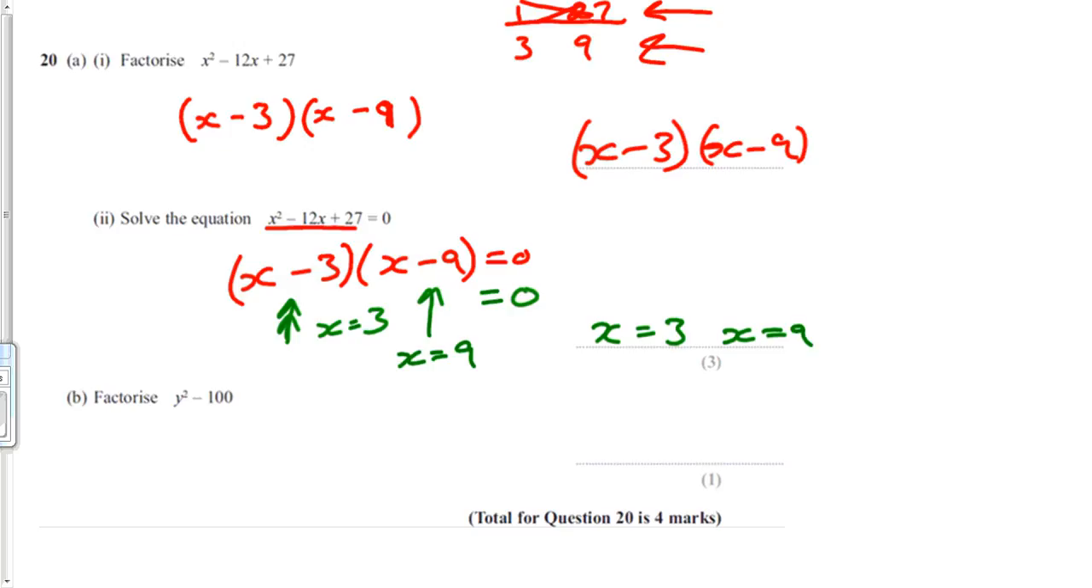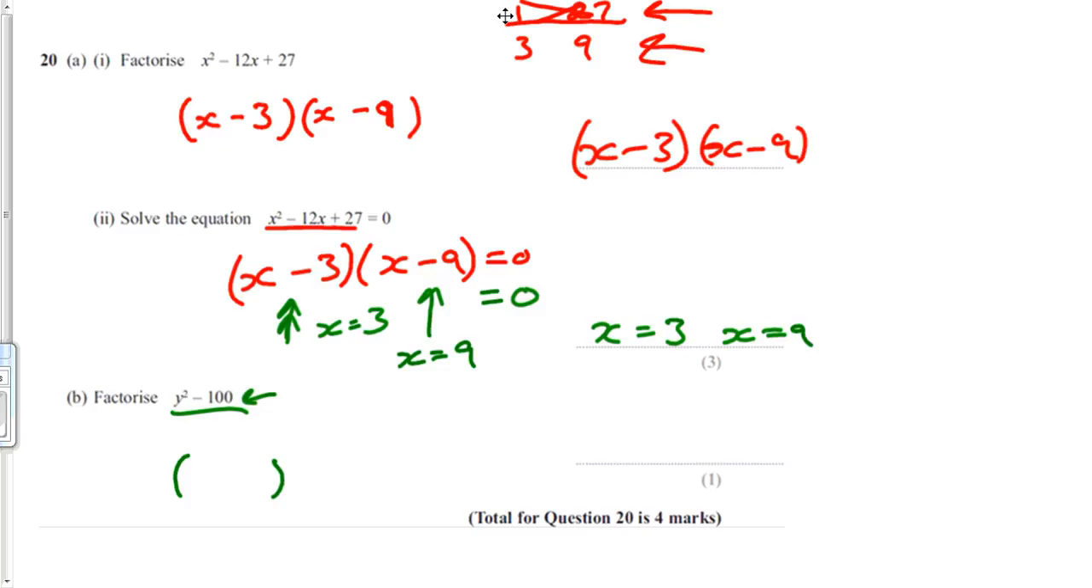Now the next one, y squared minus 100. You should know that factorize means put into brackets. But if we have a look at this, there's nothing that we can take outside the brackets, because we've got a y squared here, but there's no y's in the second part. There's no numbers that go into both of them.